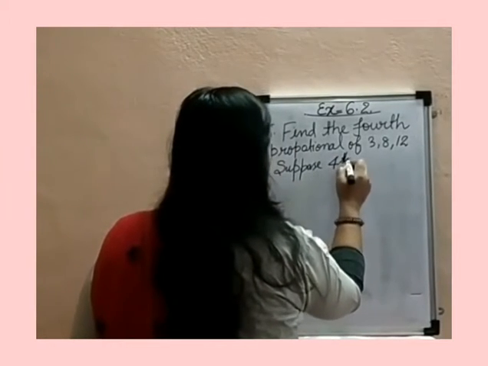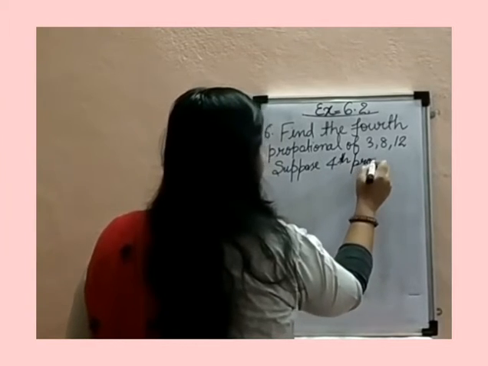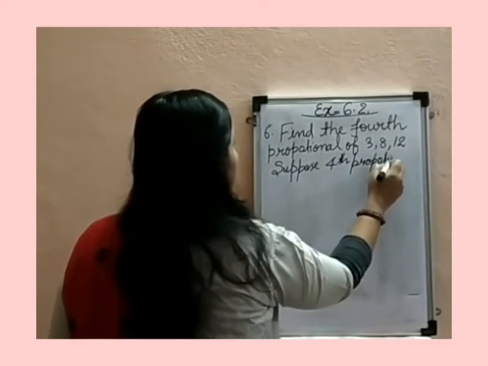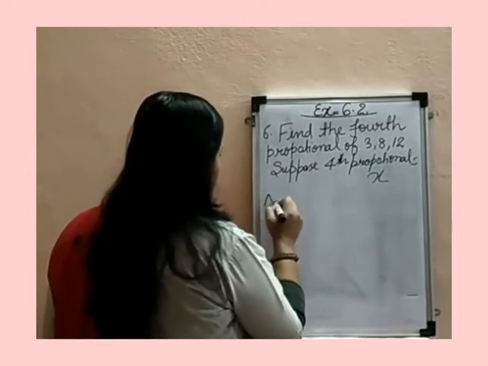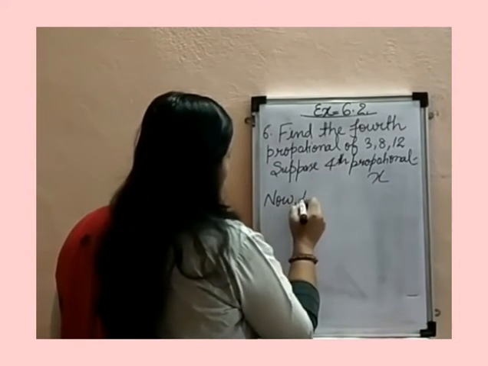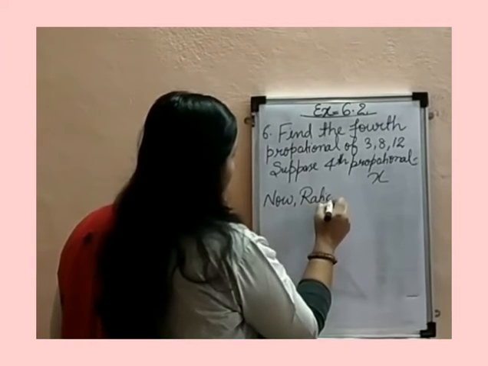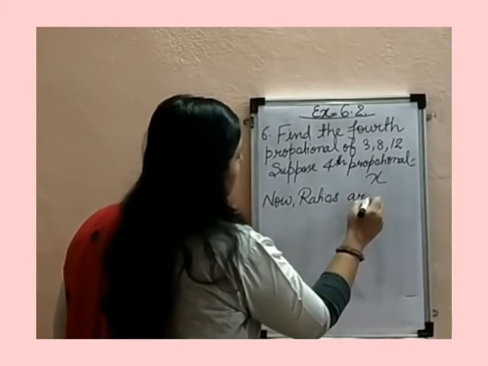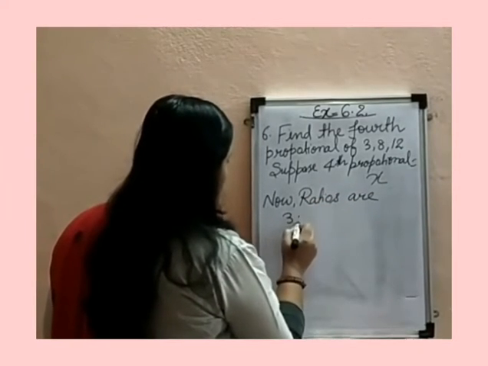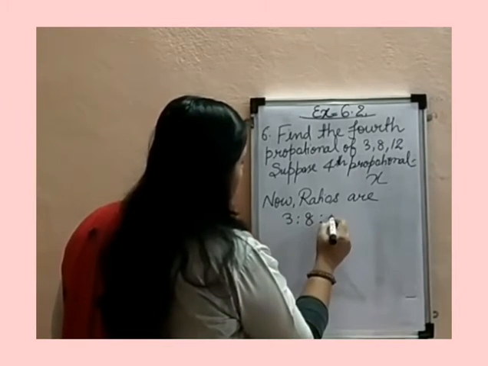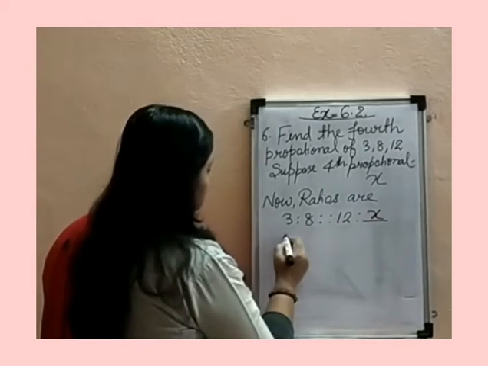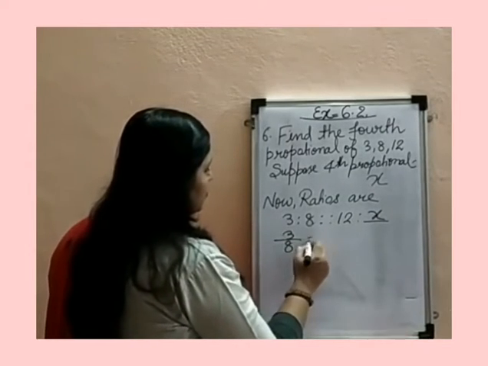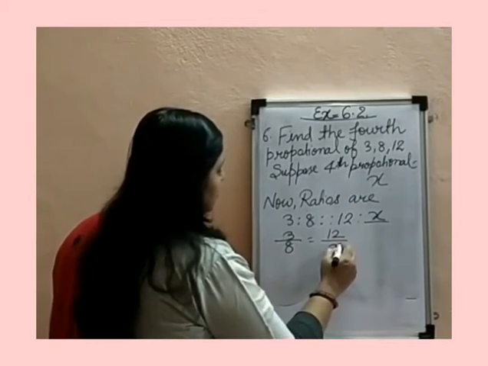Fourth proportional equals x. Now the ratios are 3 is to 8 proportional to 12 is to x. Now we can write 3 upon 8 equals 12 upon x.